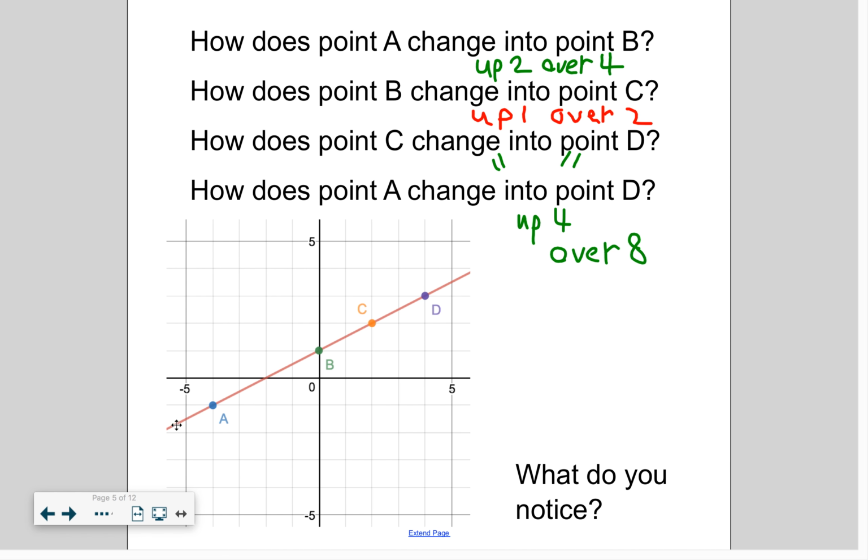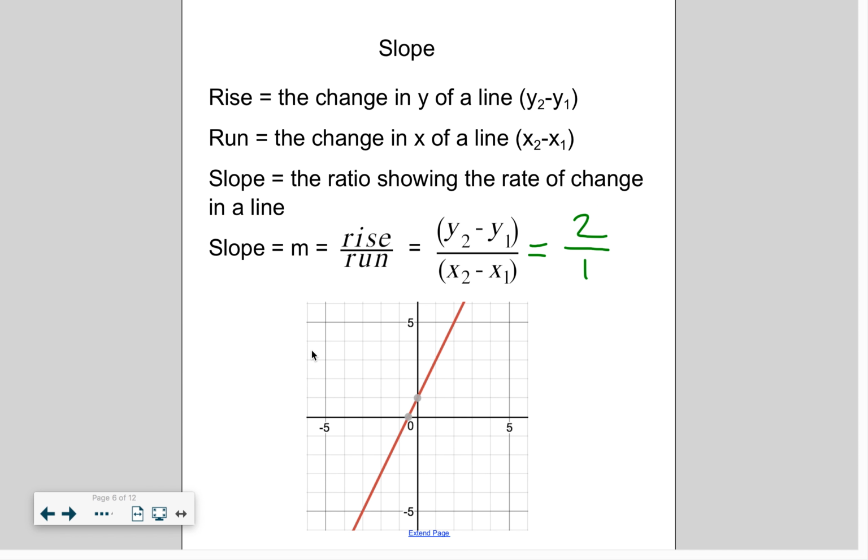And if you notice, the line goes up at a constant rate. And so that makes sense, right? I mean, every single time it's going to go up 1 over 1, 2. Up 1 over 1, 2. So on and so forth. So what we call this is slope. So slope essentially is the rise over run.